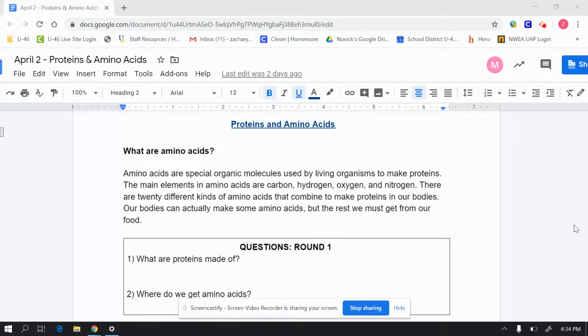Proteins and amino acids. What are amino acids? Amino acids are special organic molecules used by living organisms to make proteins. The main elements in amino acids are carbon, hydrogen, oxygen, and nitrogen. There are 20 different kinds of amino acids that combine to make proteins in our bodies. Our bodies can actually make some amino acids, but the rest we must get from our food.